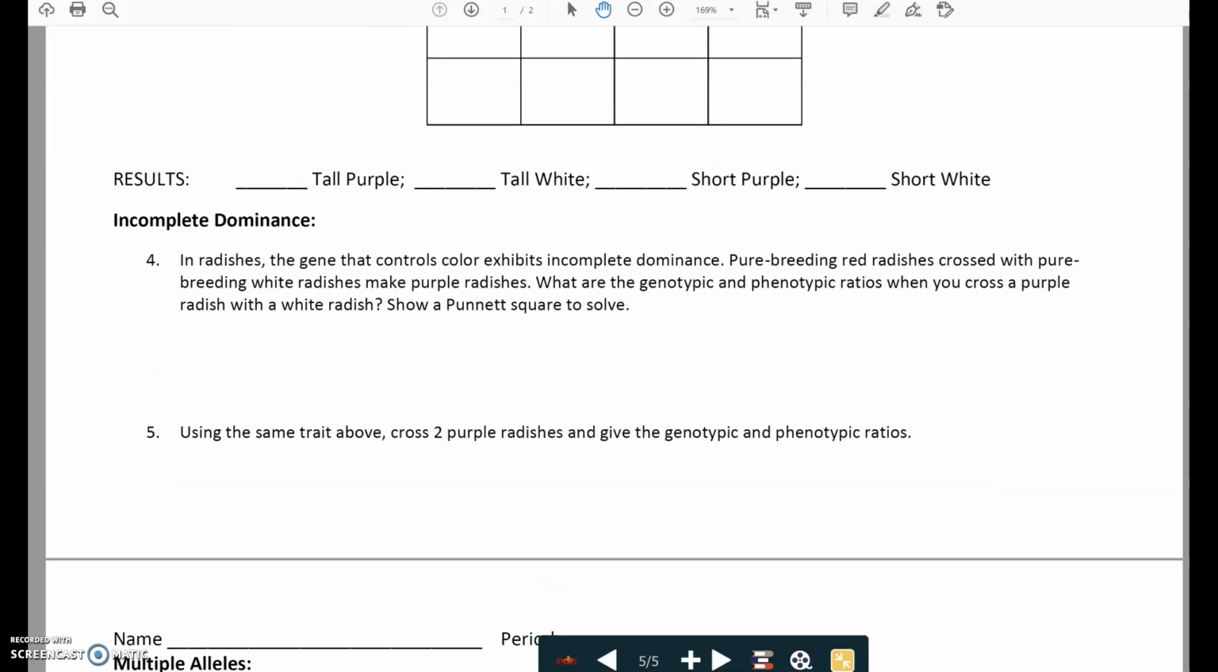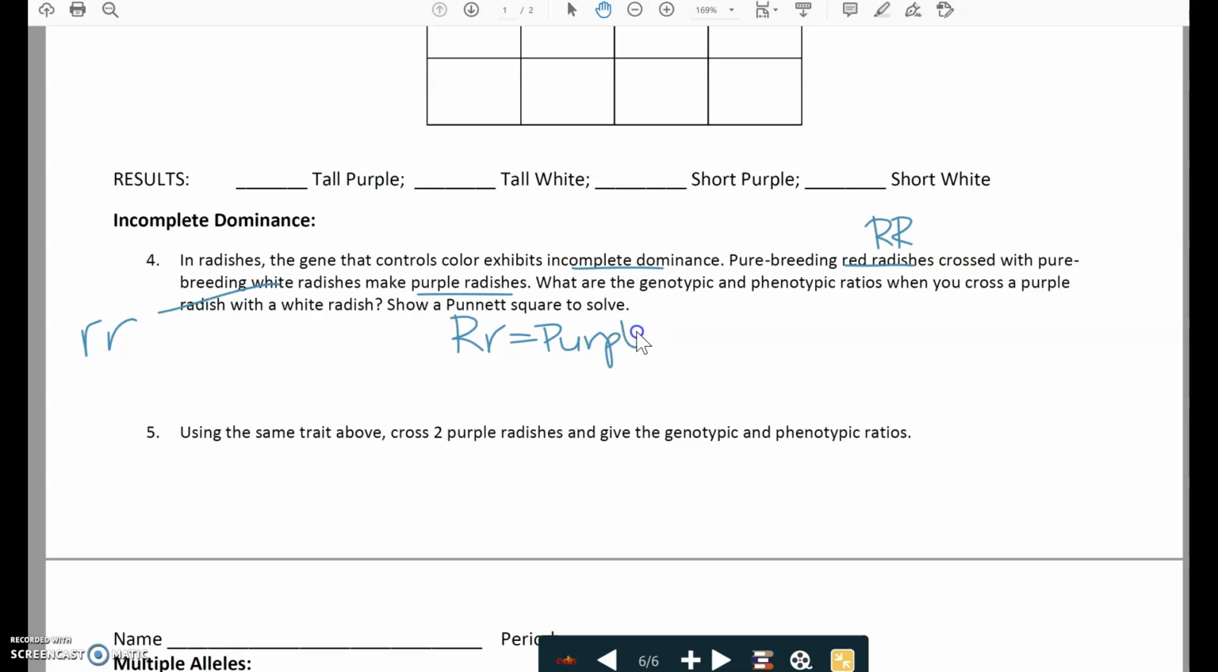Incomplete dominance. So this is just where neither trait covers up the other one. So you see something in the middle. So it's technically still one trait, it's one set of genes. So in this case, in radishes, there's incomplete dominance. It says that if you cross pure breeding red with pure breeding white, all the offspring come out purple.